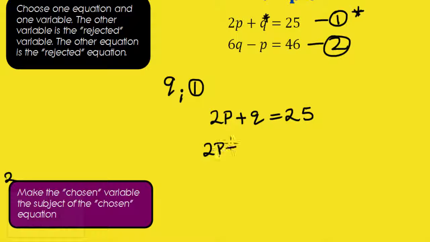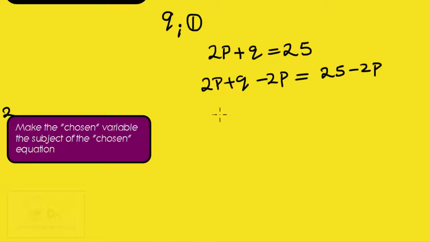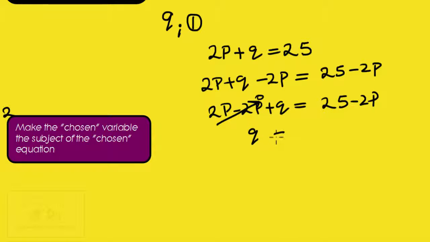So the left hand side becomes 2p plus q minus 2p. Right hand side becomes 25 minus 2p. The same thing is done to the left hand side as is done to the right hand side. Rearrange this equation to give this. So all that's been done is a swap in position between q and minus 2p. Simplifying this, 2p minus 2p is 0, so we just have q equals 25 minus 2p. So now the chosen variable q is the subject of the formula. Fine, step 2 is complete.